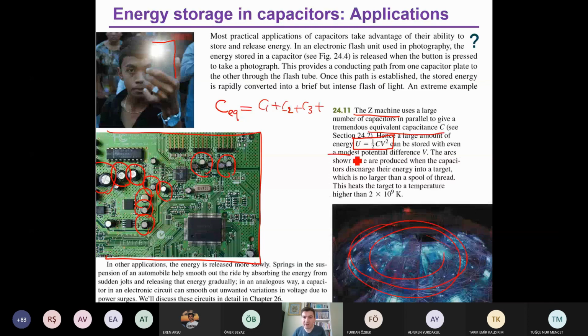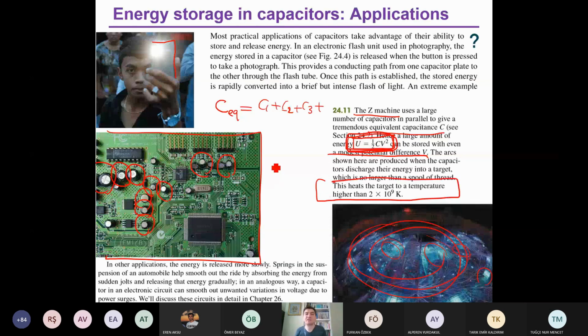Here you see many arcs, bright lights, let's say. The arcs shown here are produced when the capacitors discharge their energy into a target. And this heats the target to a temperature higher than 2 times 10 to the 9 Kelvin. So within the capacitors, we can store the energy, and we use this energy for different applications. Okay, this is the energy storage in capacitors.